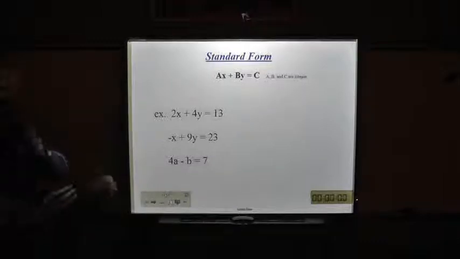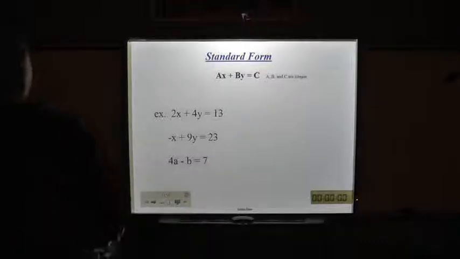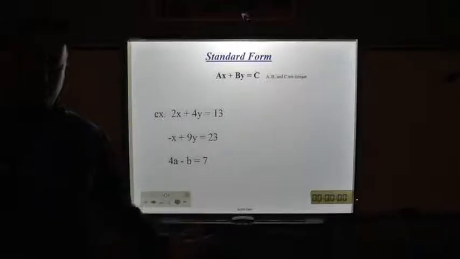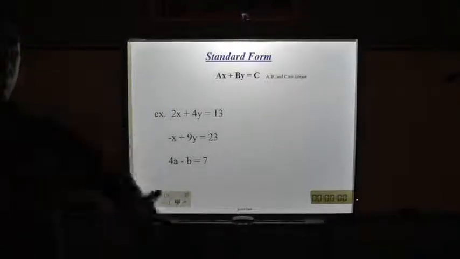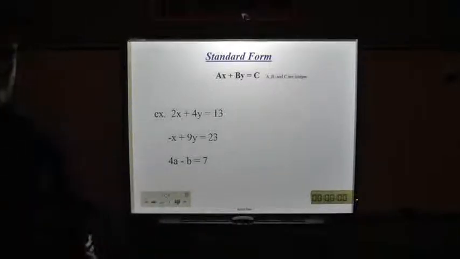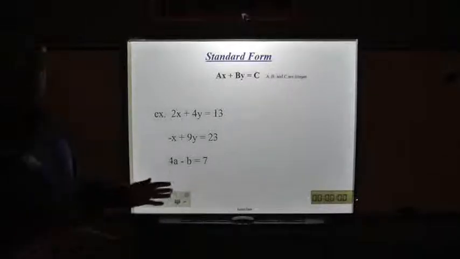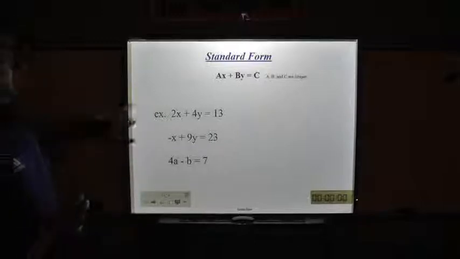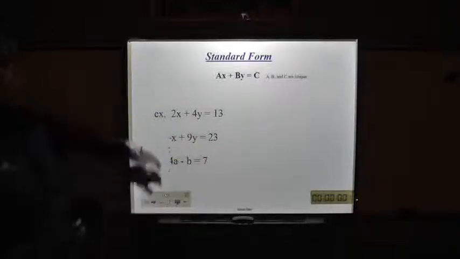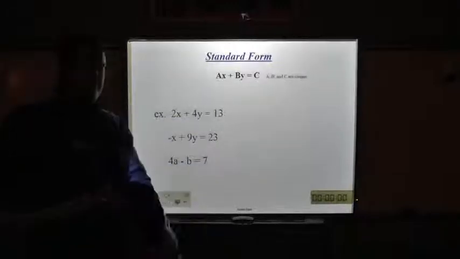Today what we're going to talk about is standard form. Standard form is another way to write a linear equation. Now here's the thing, I want to make sure it's clear. Standard form forms a straight line when you're talking about drawing a line. It's just like slope-intercept form, y equals mx plus b, in that fact. But when you look at it, it really has nothing to do with slope-intercept form. So, ax plus by is equal to c.